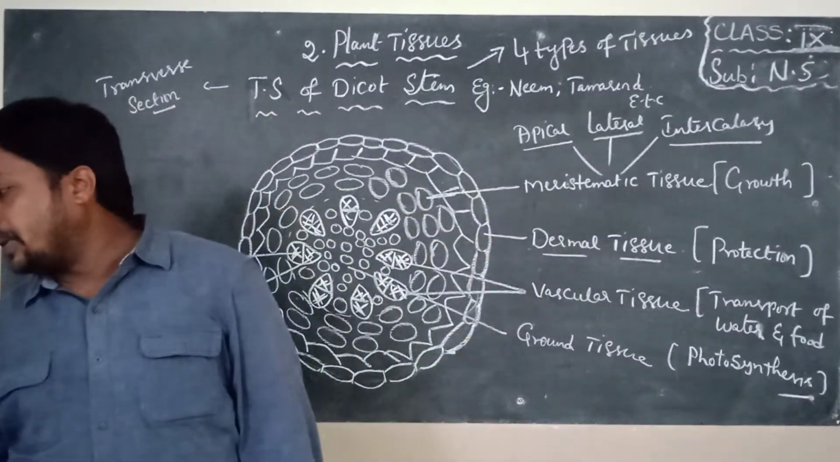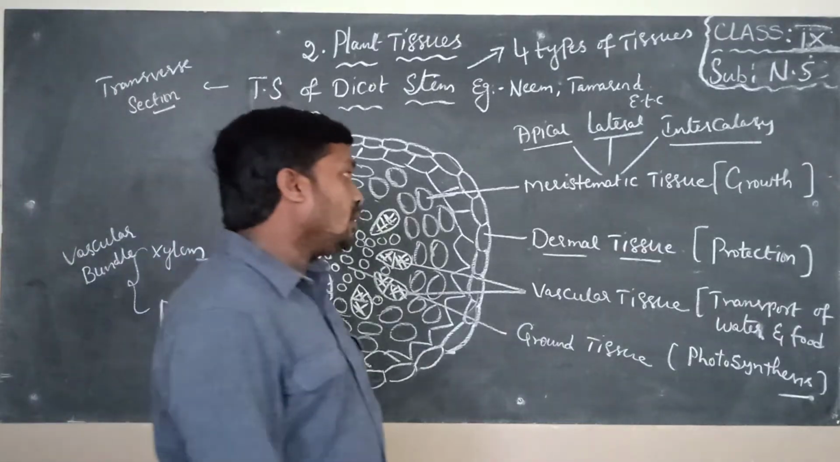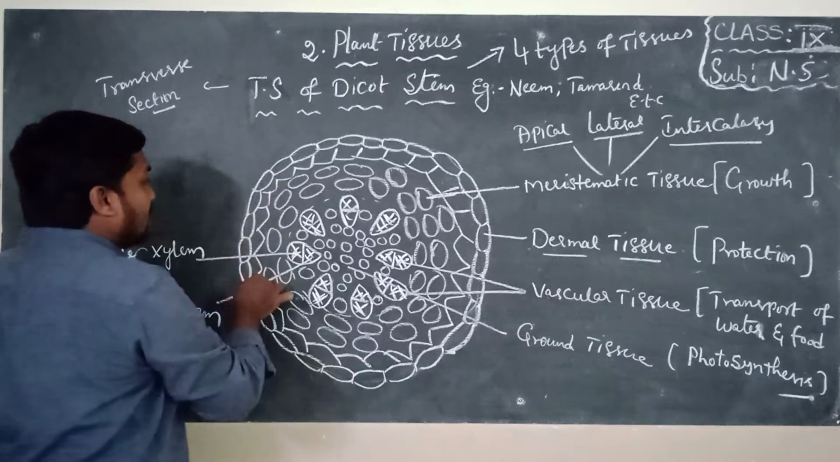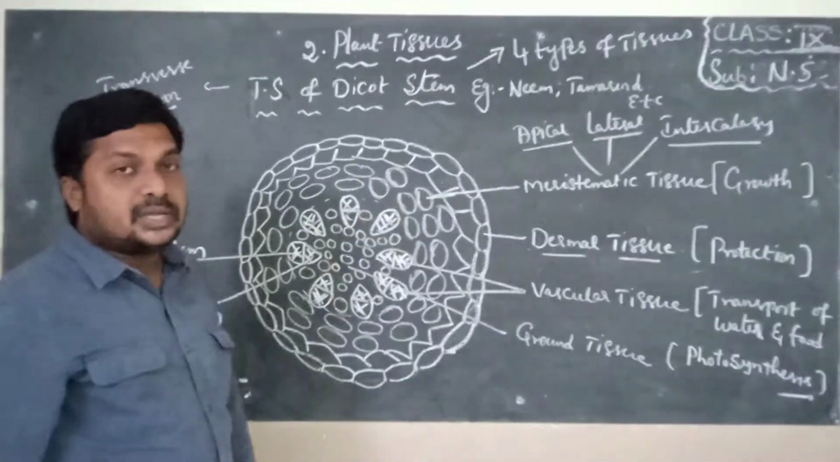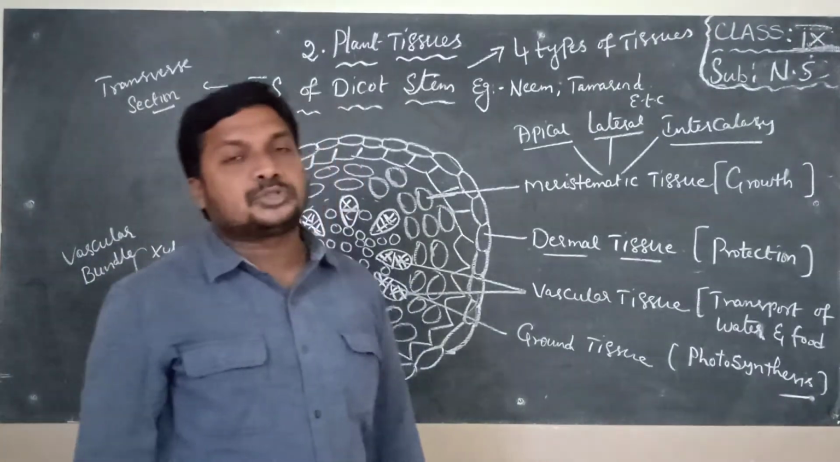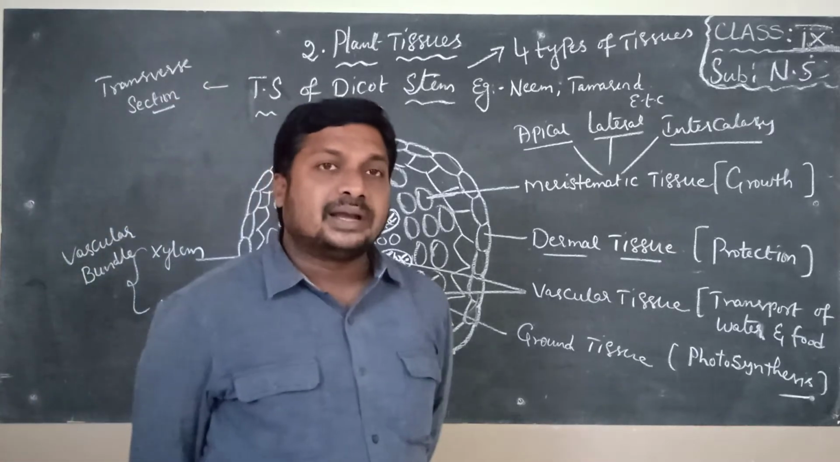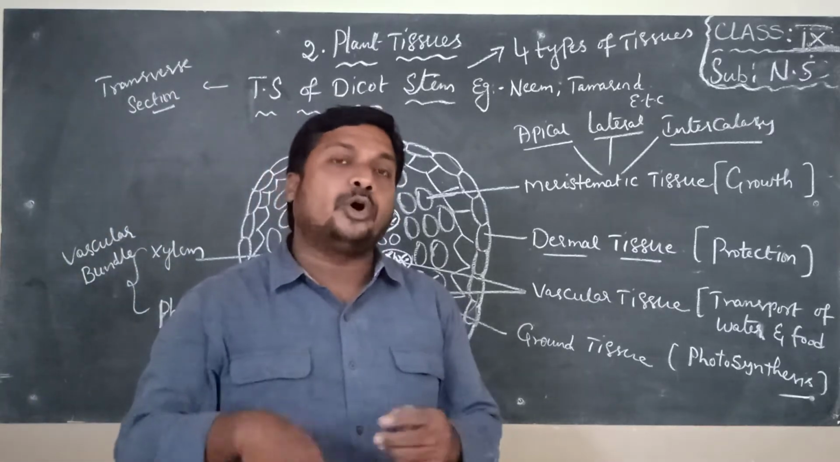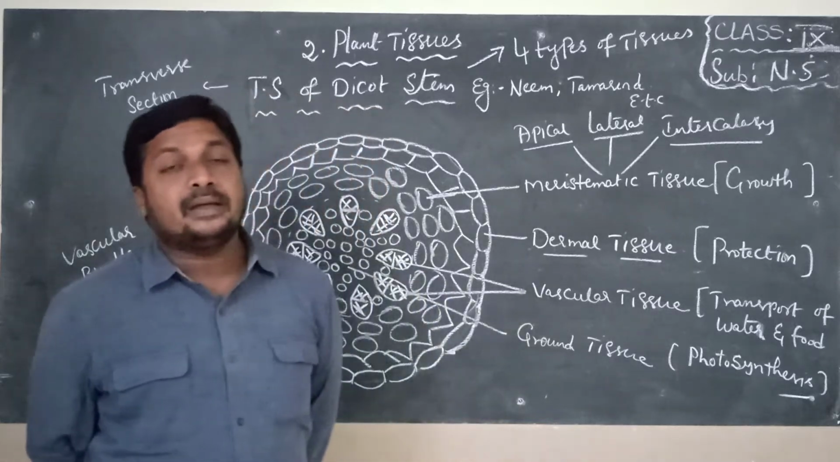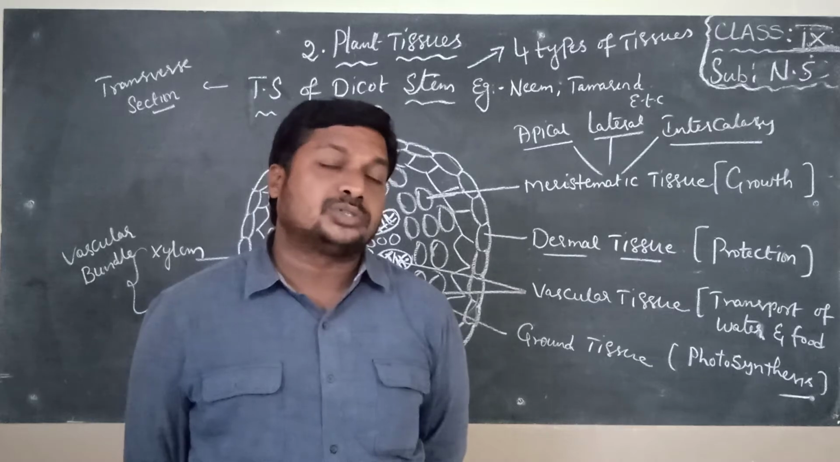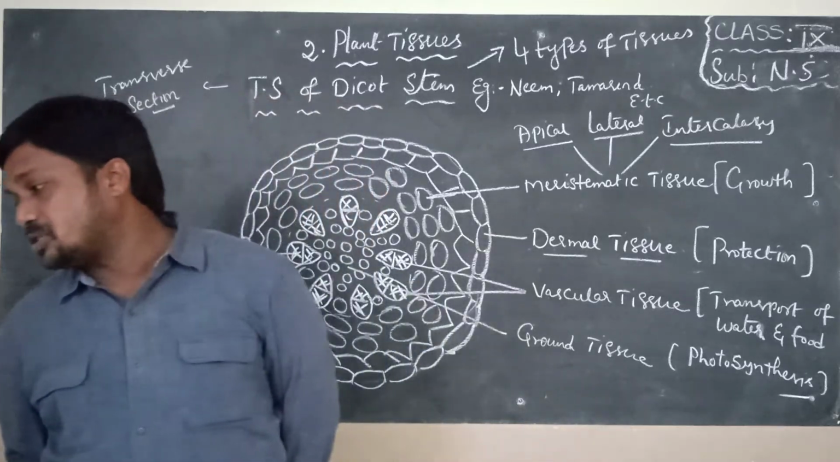Next one is epidermis, bark. Already I explained. The outer layer of dermal tissue is called epidermis. Epidermis helps to give protection to the plants. Bark: in big trees, dermal tissue forms several layers above the epidermis, that is called bark. Bark is impervious, meaning it does not allow gases and liquids, children.